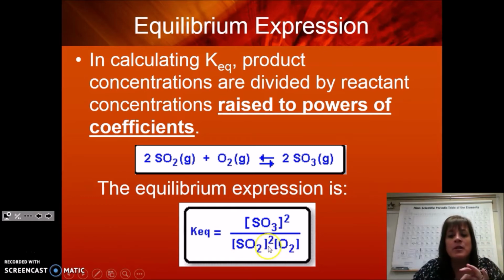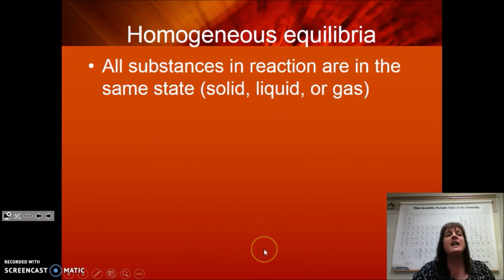Notice that these are being multiplied together, not added. So don't get confused because in the reaction we put a plus, but when we calculate it, we're doing a multiplication. We'll do some of the math in class though. All right, a couple more things.